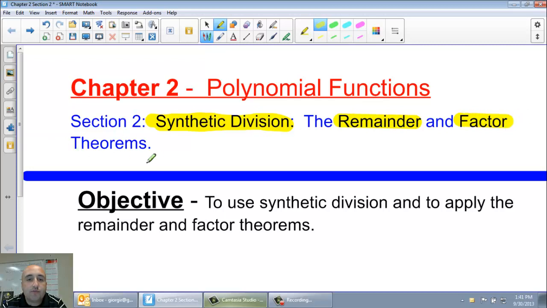Okay, remember, theorems are always true. That's all that word theorem means. So rules in math that are always true. We're going to talk about the remainder theorem and the factor theorem. The objective is to use synthetic division and to apply the remainder and factor theorem. So exactly what the title of the section is. Okay, so let's get started.